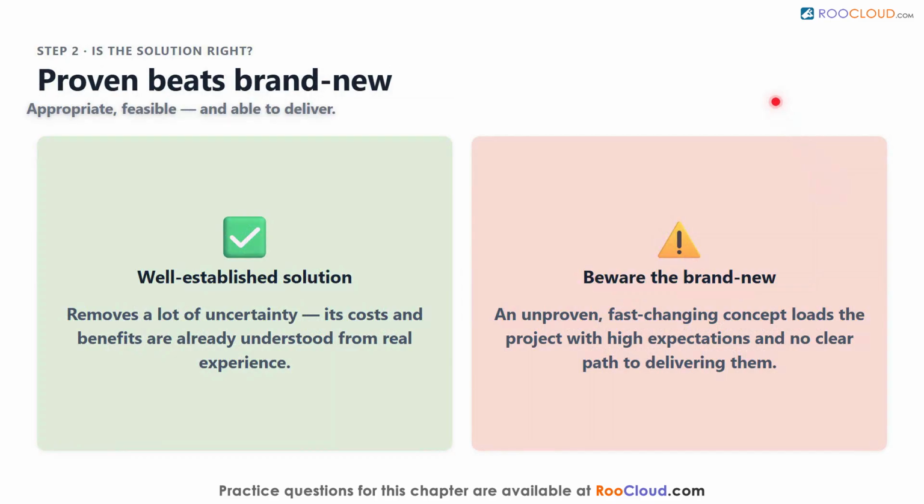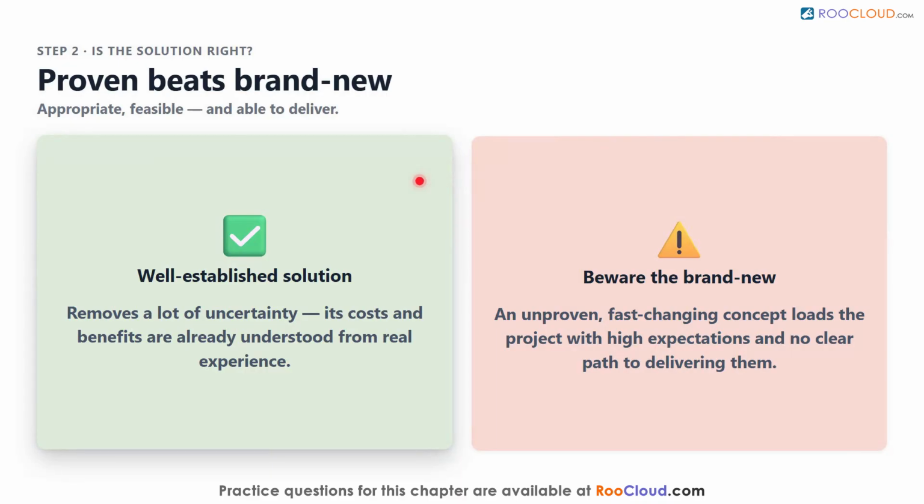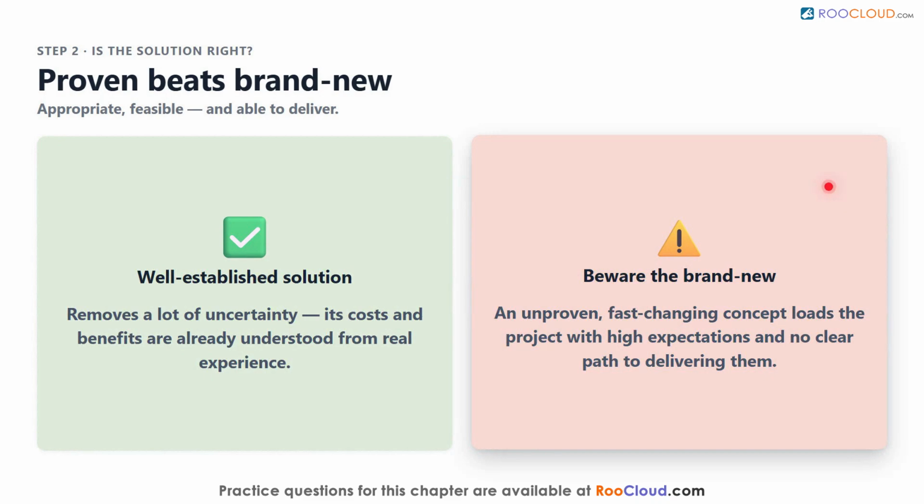Once a problem is on the table, the organization has to make sure the chosen AI solution is appropriate, feasible, and actually able to deliver. A well-established solution removes a lot of uncertainty because its costs and benefits are already well understood from real experience. Building something brand new on an unproven, fast-changing concept does the opposite. It loads the project with high expectations and no clear path to delivering them.